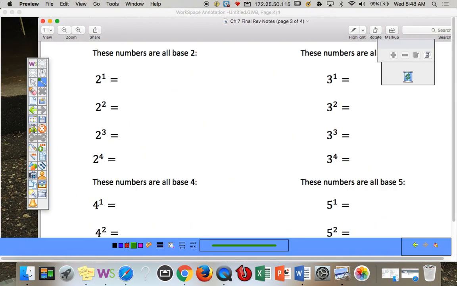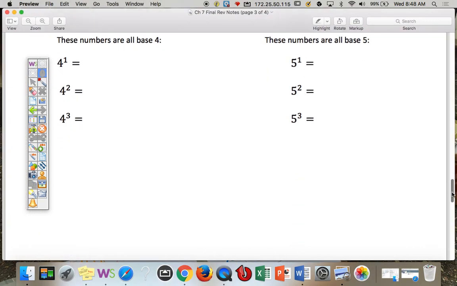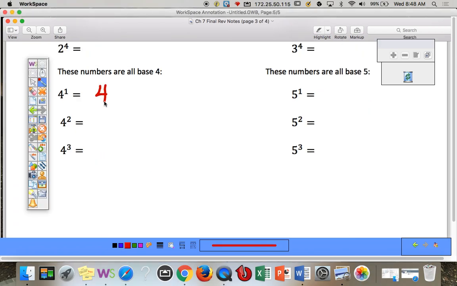So base 2, here's what it looks like. 2 to the 1st power is 2. 2 squared is 4. 2 to the 3rd means 2 times 2 times 2, which is 8. To the 4th means 2 times 2 times 2 times 2, which is 16. 3 to the 1st is 3. This is 9. This is 27. And 3 to the 4th is 81. Let's take a look at base 4 numbers. 4 to the 1st is 4. We got 16. 4 to the 3rd power is 64. Base 5, this is 5, 25, and 125.